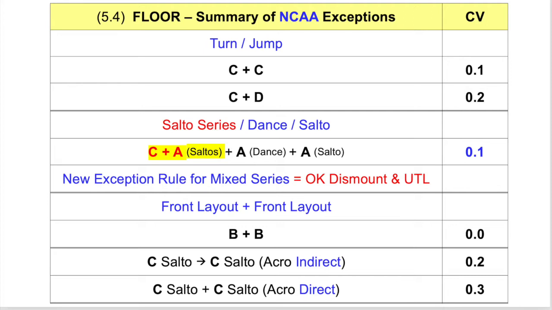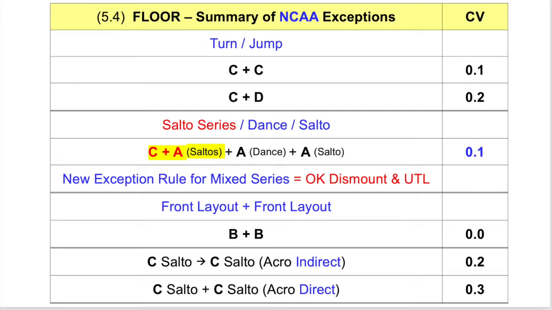They finished with a series that had a C in it. This is going to be okay for the dismount requirement, and it will fulfill the UTL because it's a 1/10 for the series connection and a 1/10 for the CA acro connection. So there's 2/10 in that whole process.